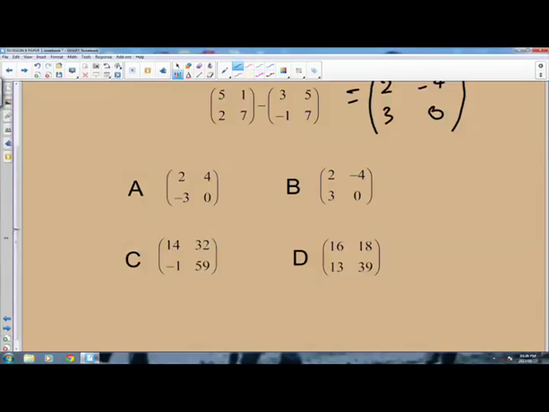And now, the correct answer will be 2, minus 4, 3, 0. So you'll circle B to indicate that this is the correct answer. Here we are subtracting matrices, not adding, so remember that.